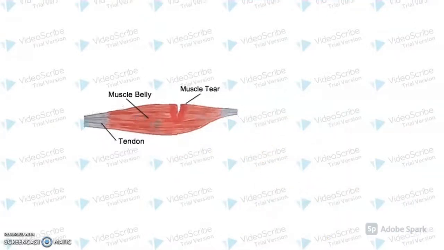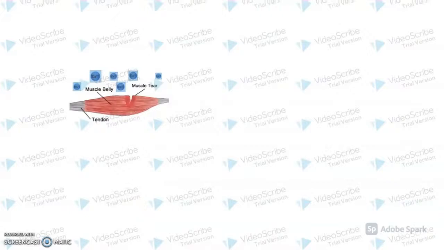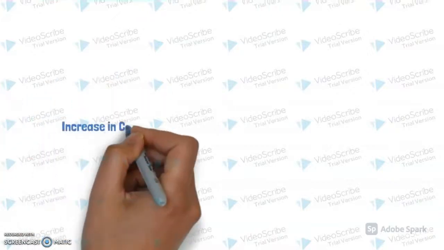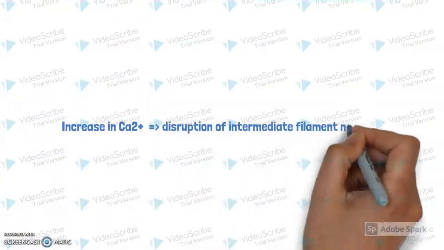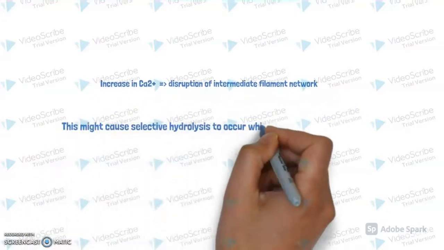Look here at this micro tear. This is the first sign of muscle damage that Ava is experiencing due to the long distance run. Watch closely as you can see that an increase in calcium concentrations can cause disruption of the intermediate filament network and may stimulate selective hydrolysis, which can disrupt fiber structure.